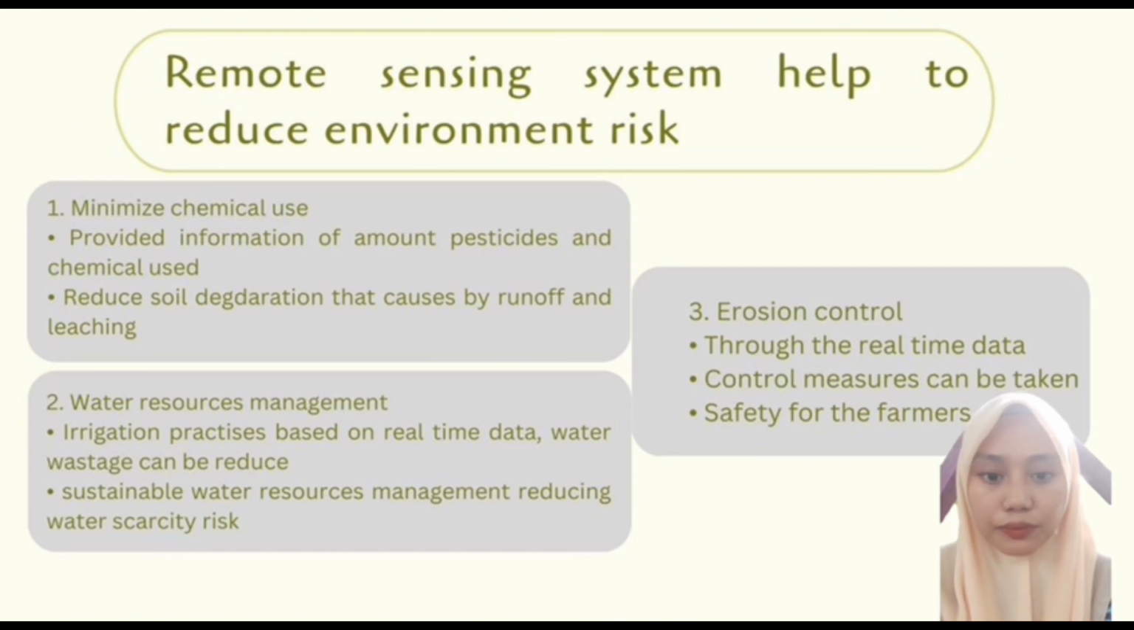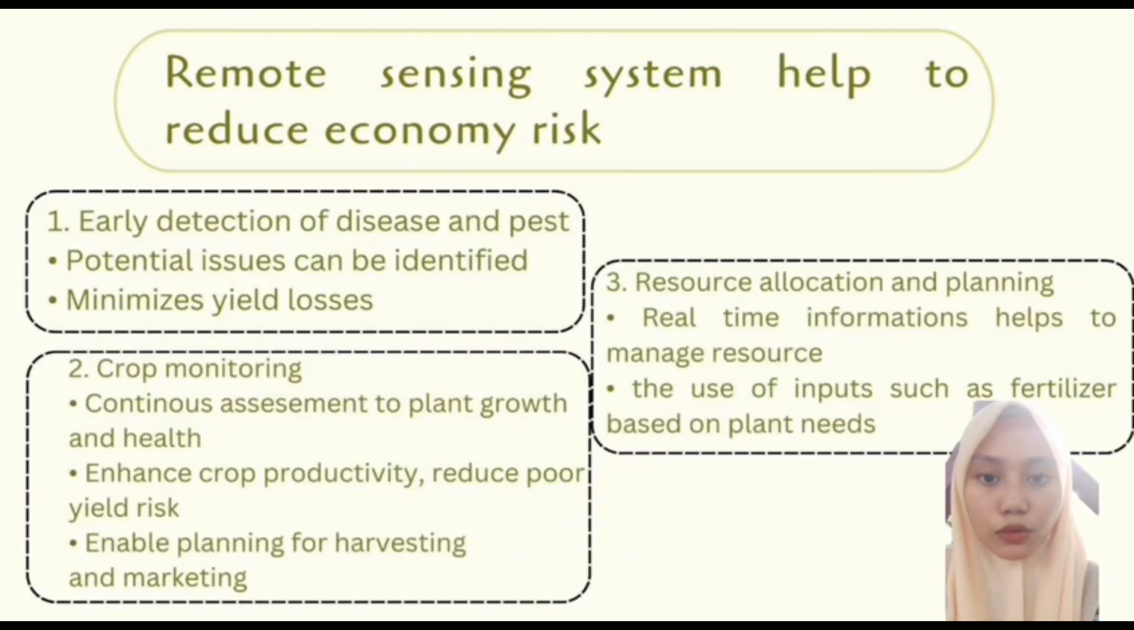Next, I will explain how remote sensing can reduce economic risks. The first one is early detection of plant disease, where detection of disease can minimize yield losses. Yield losses can be avoided because the potential risk is identified beforehand.